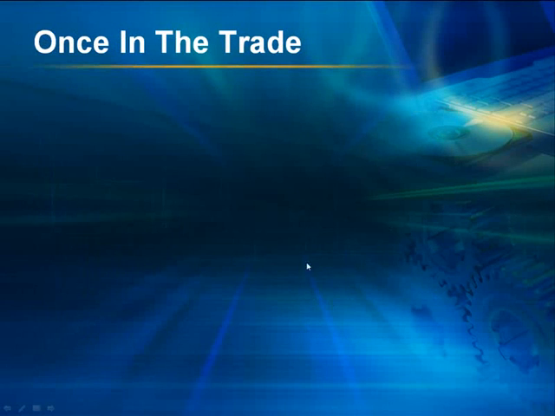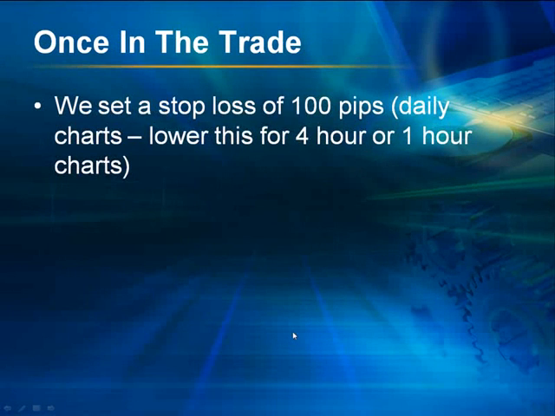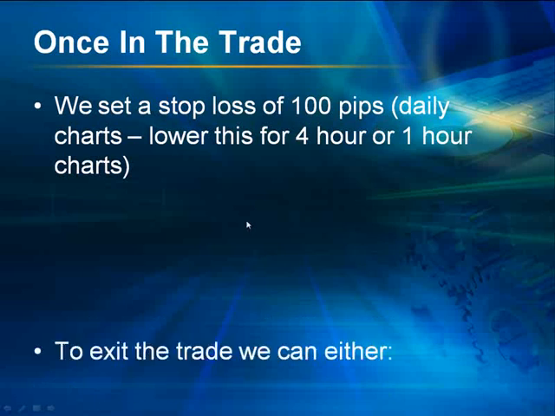And then once we're in the trade, the trades themselves are fairly automated. We set a stop loss at 100 pips, and again this is for the daily charts. When we get to video 5 I'll talk about some shorter time frames, but don't use 100 pip stops on a 4-hour or 1-hour chart if you decide to trade those.